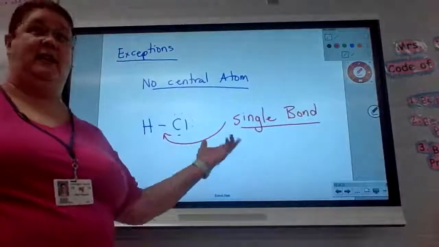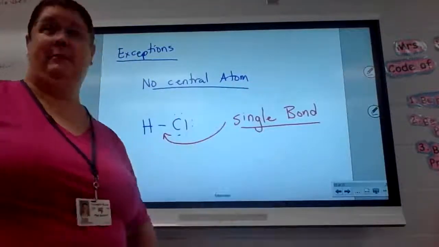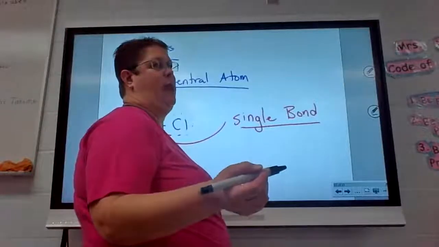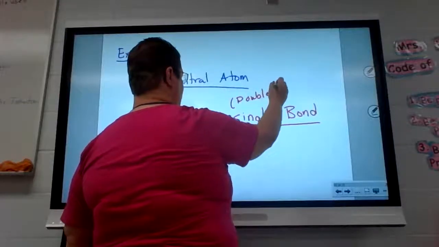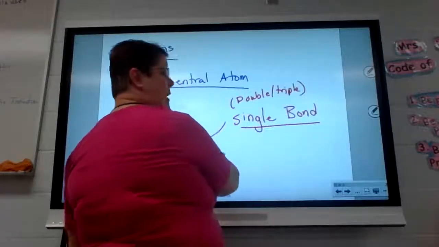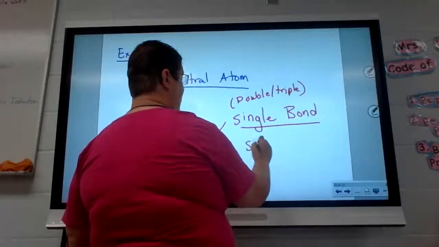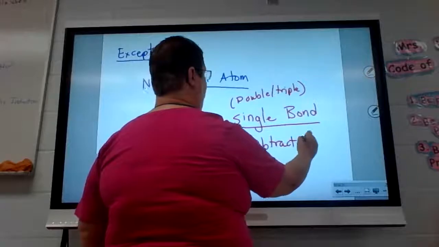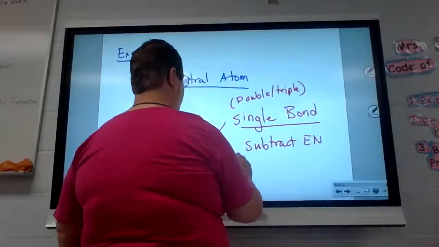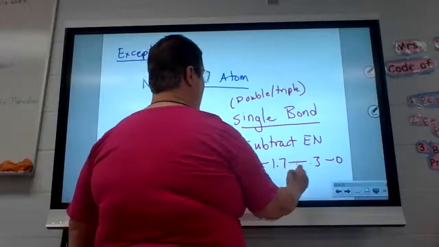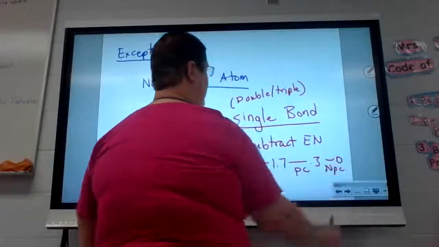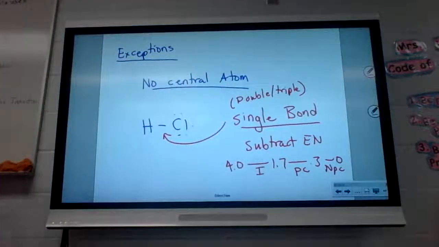Just a single bond. You got nothing else. One bond. And I don't care if it's a double or triple bond. Up here at the top, I'll put double/triple. But one bond. You're going to subtract the electronegativities and use your 4 to 1.7 to 0.3 to 0 and decide if it's polar or non-polar covalent. Because you only have one bond, it works just like what you did yesterday on the quiz. Zyra was exactly right.